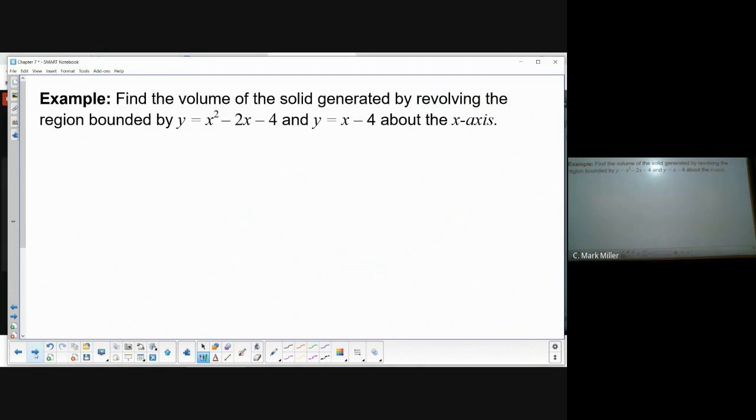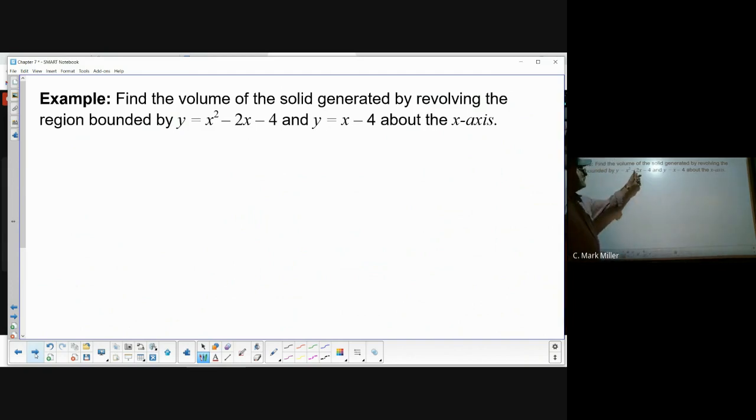First of all, I would recommend getting a graph or some kind of drawing of what's going on here, at least of the region that's being revolved. So find the volume of the solid generated by revolving the region bounded by this parabola and this line.